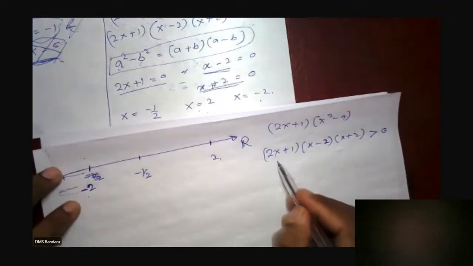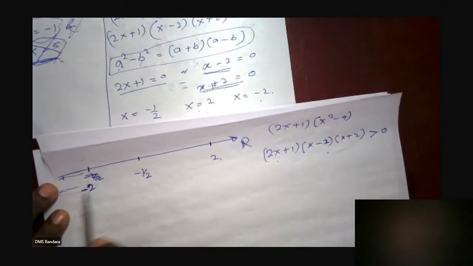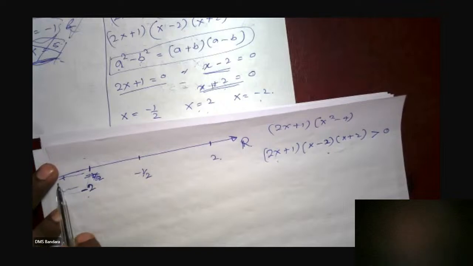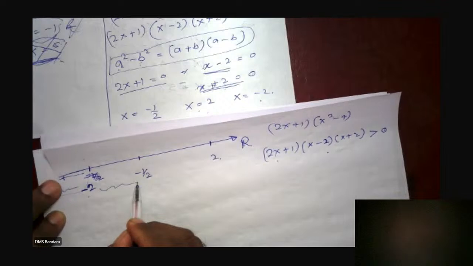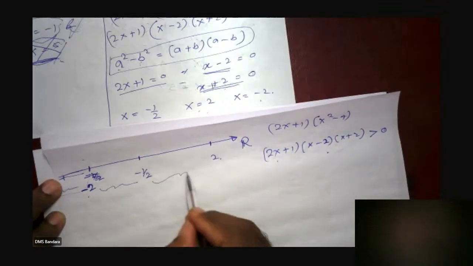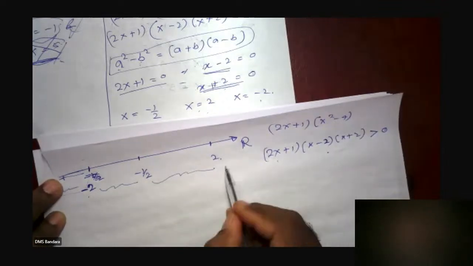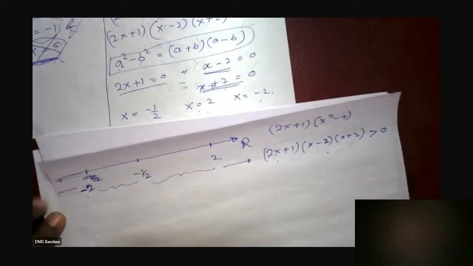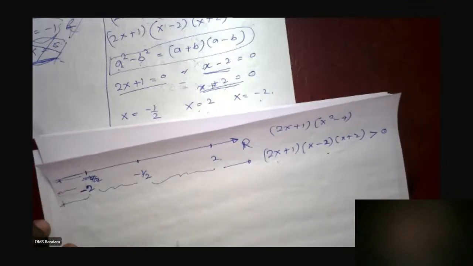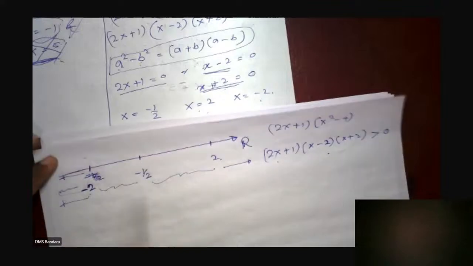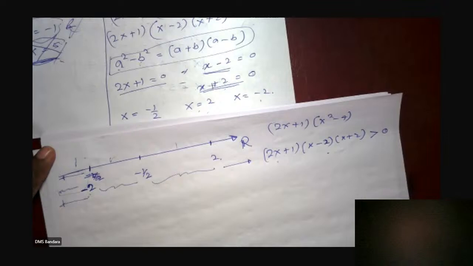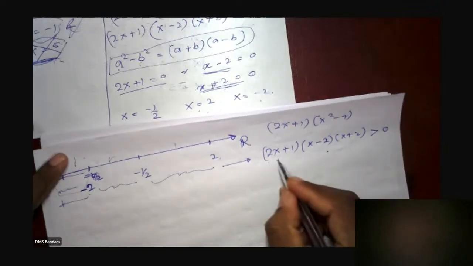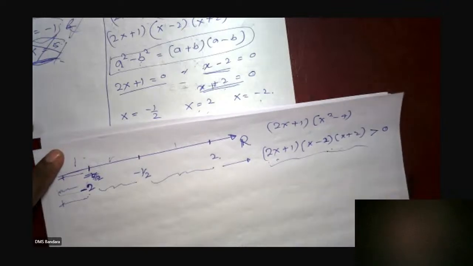For checking which x satisfy this inequality, now we have the 4 regions. The left side of the minus 2, the interval between minus 2 and minus half, the interval between minus half and 2, then 2 to infinity. This part is minus infinity to minus 2. Now when we pick an element from these 4 sides, one by one, we have to check which values make the positive value of this side.